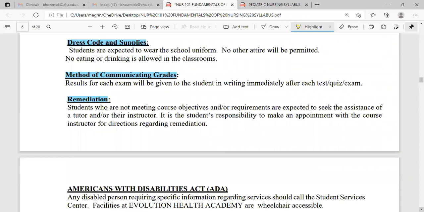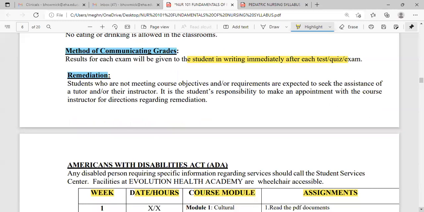Method of communicating grades: the result of each exam will be given to the student in writing immediately after a test, quiz, or exam. If a student fails, what should they do? Remediation. Students who are not meeting the course objective requirements are expected to look for assistance from a tutor or their instructor. It is the student's responsibility to make an appointment with the course instructor for directions on grading remediation.